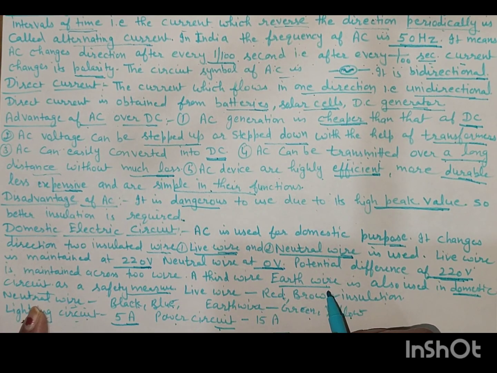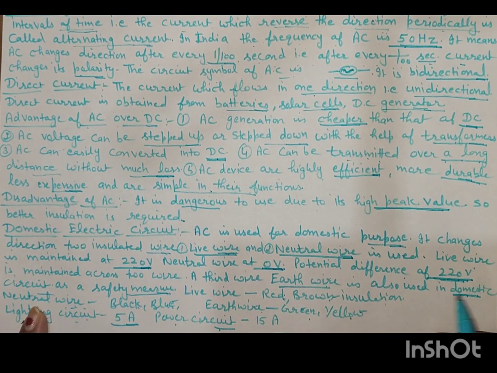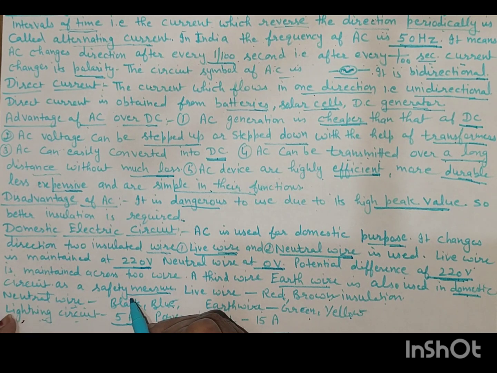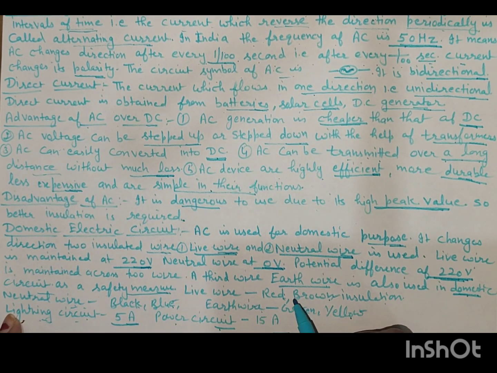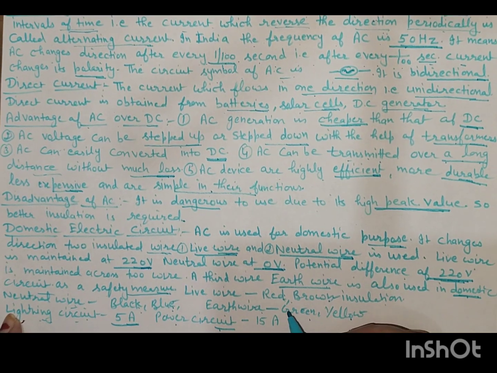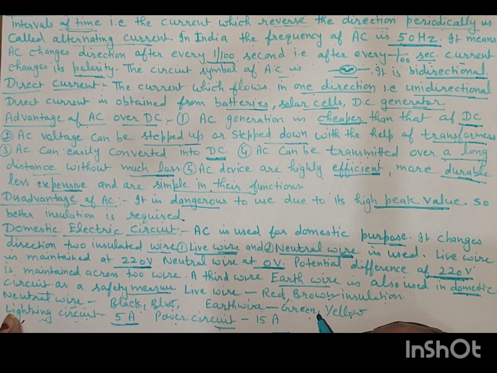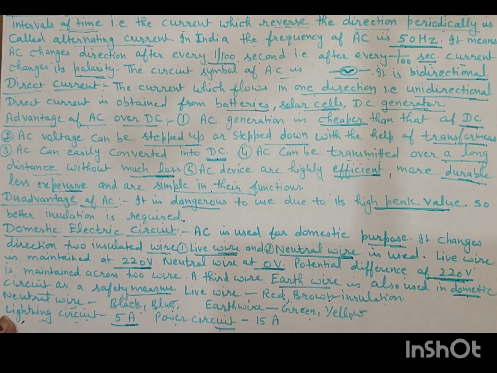A third wire, the earth wire, is also used in the domestic circuit as a safety measure. Live wire insulation is red and brown. Neutral wire insulation is black and blue, and earth wire insulation is green and yellow. Now, there are two types of circuit, lighting circuit and power circuit. Lighting circuit is of 5 ampere and power circuit is of 15 ampere.